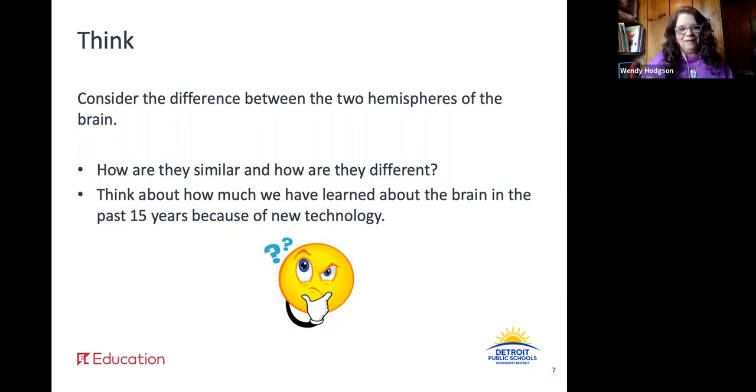So as you engage in today's lesson, I want you to think about the difference between the 2 hemispheres of the brain. How are they similar? And how are they different? Also, think about how much we've learned about the brain in the last 15 years because of some new technology. Be thinking about what that technology is according to the article.